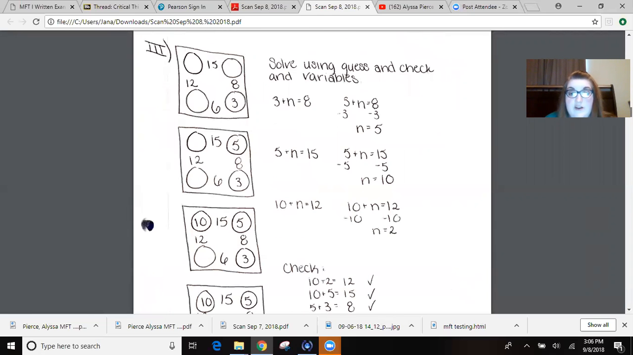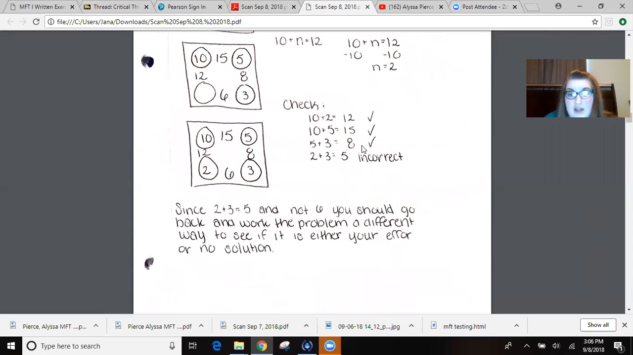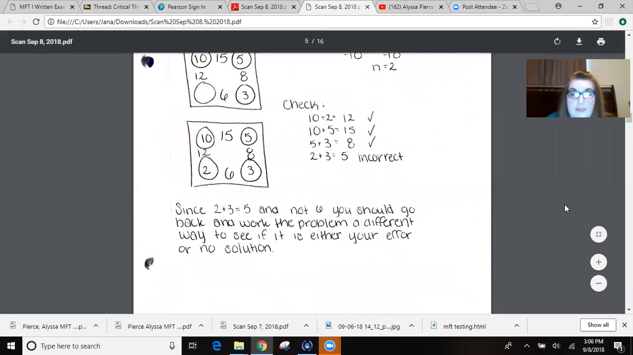And now if we move down to this one, this is where it got tricky. So you'll just solve it the regular way using a variable expression and isolating your variable. And you'll come down here to find my check. I've written incorrect here because 2 plus 3 does indeed equal 5. But 2 plus 3 here is supposed to equal 6. So since 2 plus 3 equals 5 and it's not 6, you should go back and work the problem a different way to see if there's either an error with your math or if there's no solution, which it could possibly be.